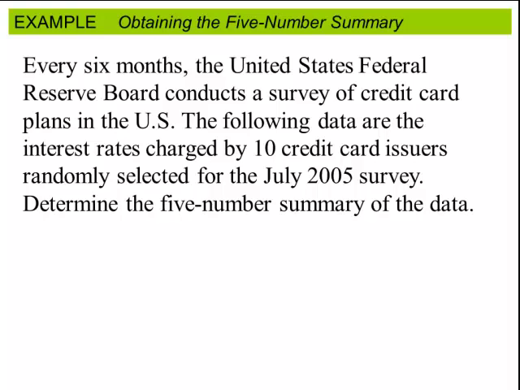Let's look at an example. Every 6 months, the United States Federal Reserve Board conducts a survey of credit card plans in the U.S. The following data are the interest rates charged by 10 credit card issuers randomly selected for the July 2005 survey. Determine the 5-number summary of the data.